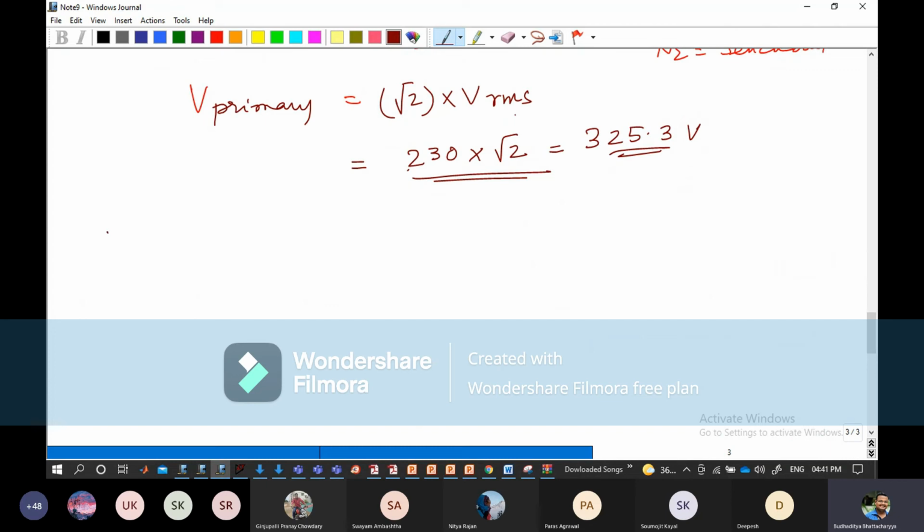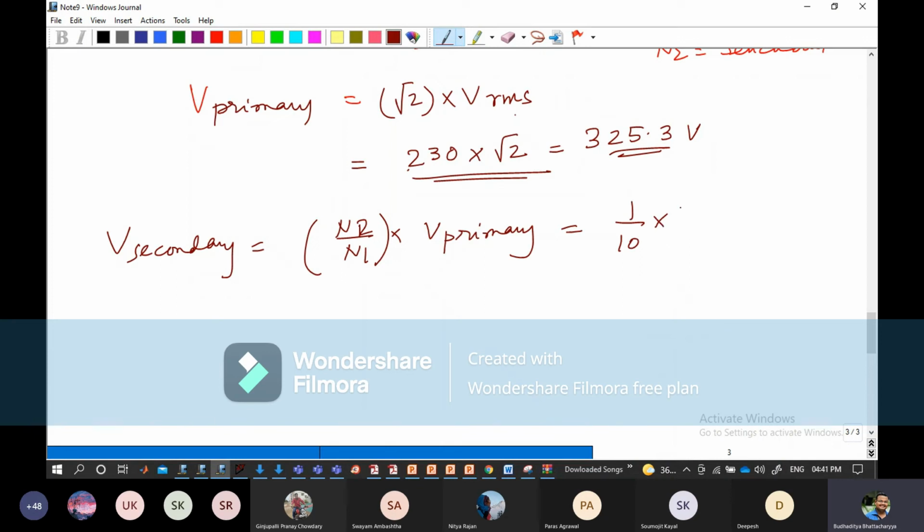So V secondary will be nothing but N2 by N1 multiplied by V primary. Please make a note of this. So this is 1 by 10 multiplied by 325.3 volt, and that is coming around 32.53. Okay, so the question was to find the output voltage.